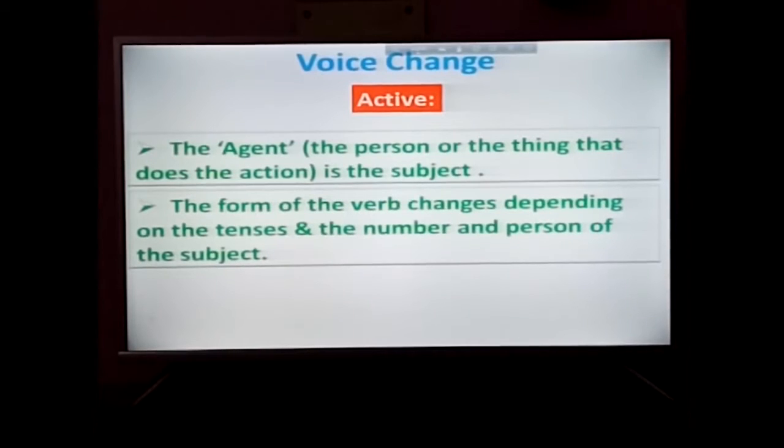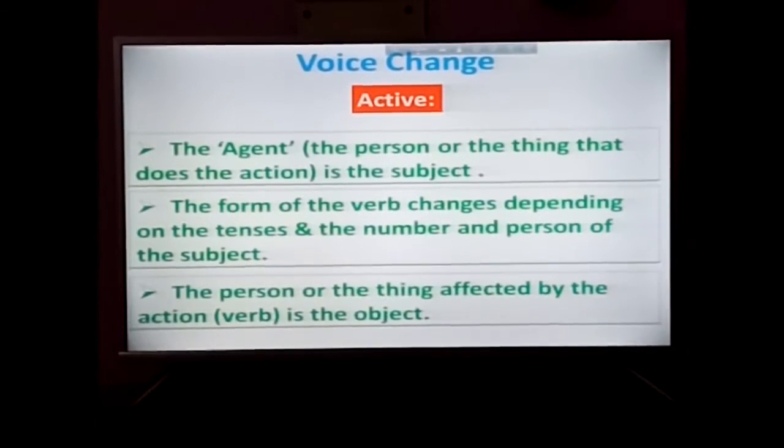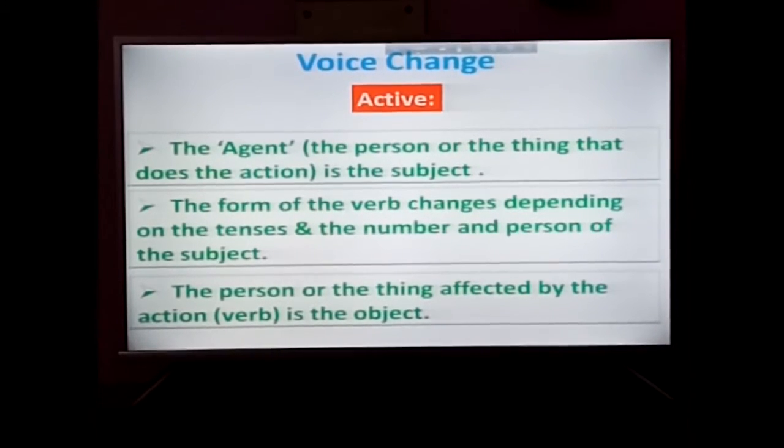Okay, the next characteristic of an active sentence is that the person or the thing that is affected by the action is used as the object. Now, dear students, if you ever see any of these or all of these characteristics in a sentence, you can be 100% sure that the sentence is an active sentence.